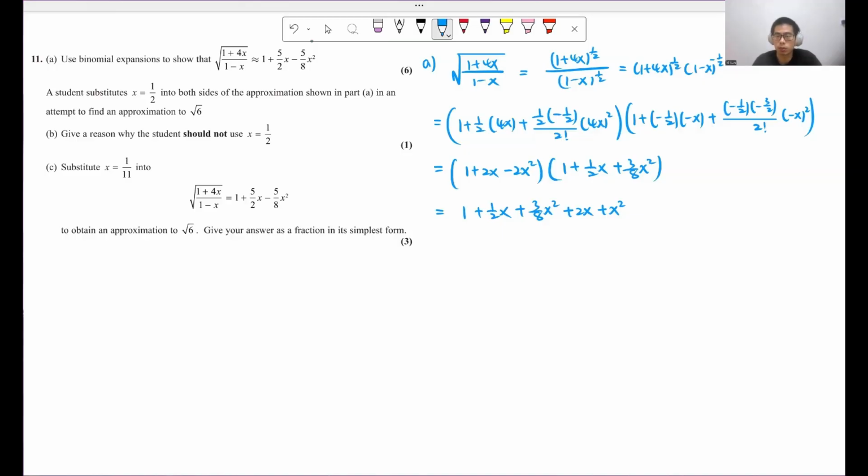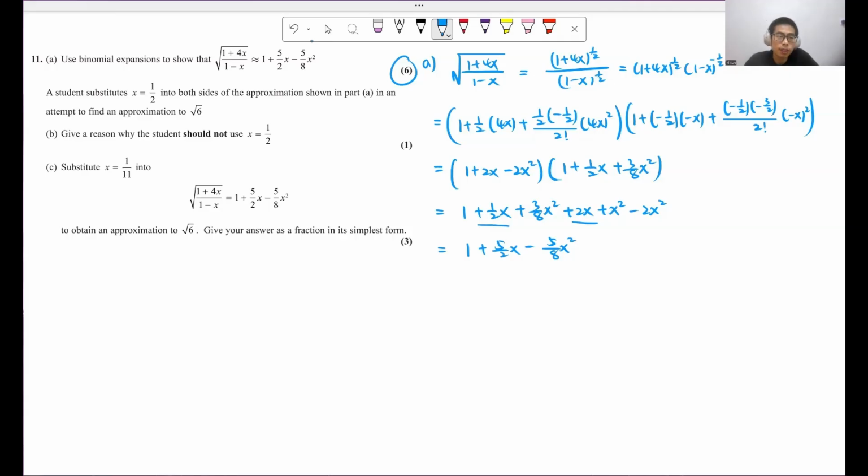And then negative 2x squared times 1 is just negative 2x squared. And then negative 2x squared times half x will be an x cubed term. Again, we don't need that. So now simplify this. 1 is just 1. And for the x term, that would be half x plus 2x, which is 5 over 2 x. And then 3 over 8 plus 1 minus 2 would be negative 5 over 8 x squared. So that's how we get part A, 6 marks.